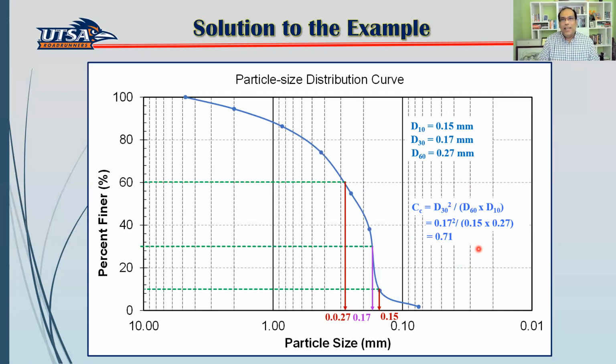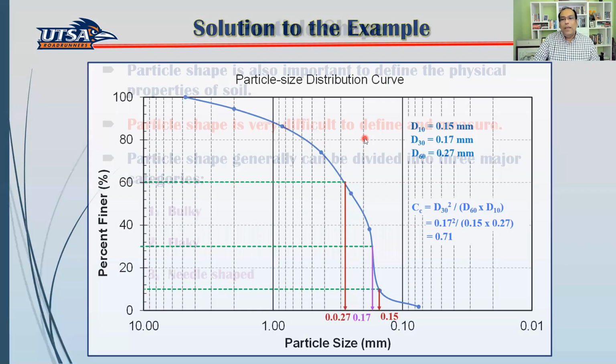As I said earlier, a Cc value between 1 and 3 is good. Anything less than 1 or greater than 3 is not that good. So basically that distribution is not that good. You can see this one is going straight here and then going like that. The good one will be like this. Just go like this. Anyway, so that's the answer for this particular problem.